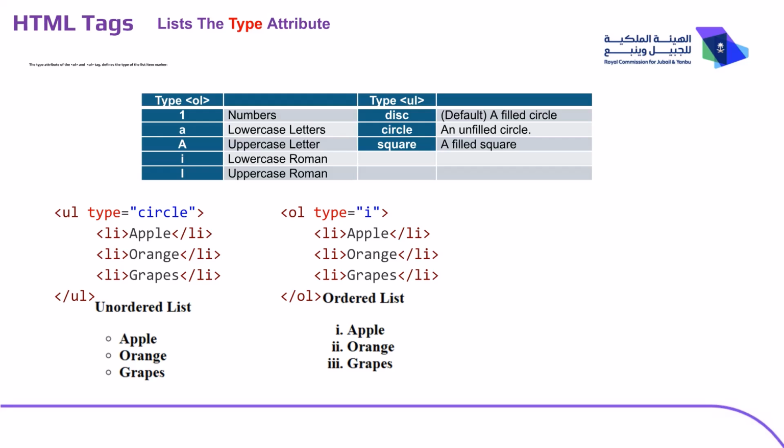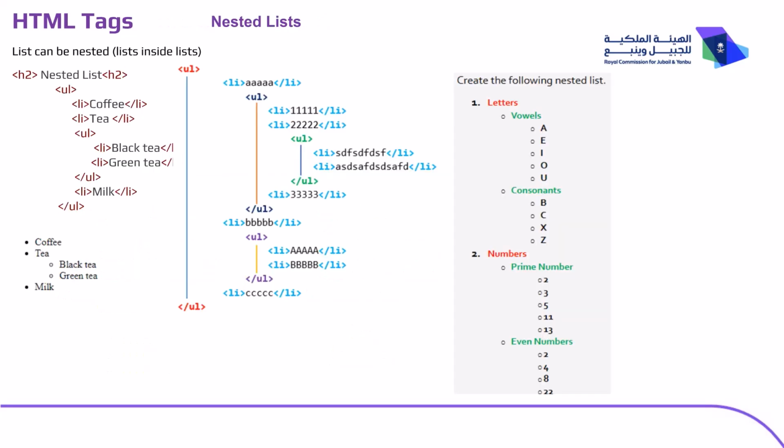You can change the list item marker type using the type attribute on <ol> and <ul> tags. Options include numbers, letters, Roman numerals, discs, circles, and squares. Lists can be nested, meaning you can place lists inside other lists. This allows for creating complex, hierarchical structures for your content.